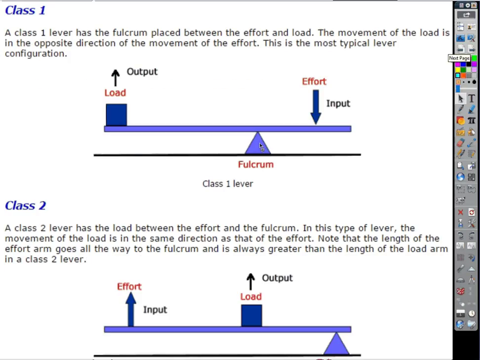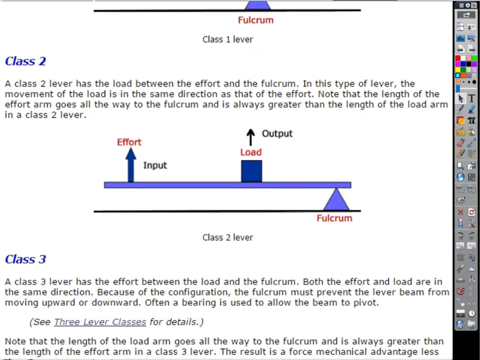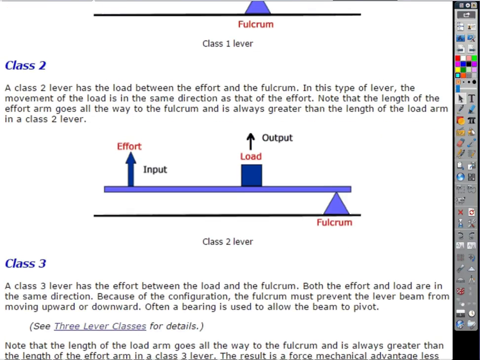A classic example of a first-class lever, where the fulcrum is in the middle, is a teeter-totter. So a first-class lever means the fulcrum goes in the center. You've got the input force on one side and the output force on the other side, and the fulcrum is in between. That's like a teeter-totter. What about a class 2? A class 2 lever is where the fulcrum is at one end, and the load is between the fulcrum and the input force.